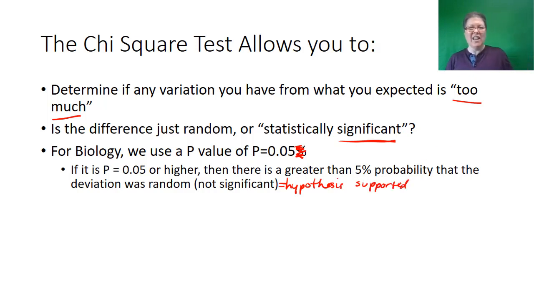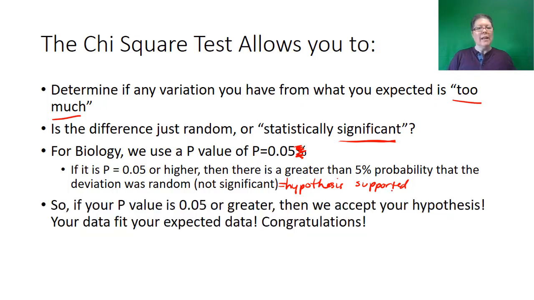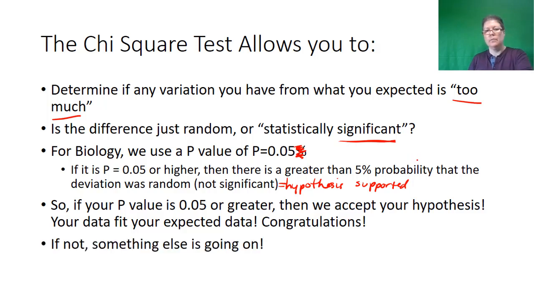I know that sounds kind of lame. You're like, there's a greater than 5% probability that the deviation was random. So you're 5% sure that your hypothesis is supported, and that's good enough for biology. If your p-value is 0.05 or greater, we accept your hypothesis, it's supported, your data fit your expected data, congratulations, you can move forward. If not, something else is going on.